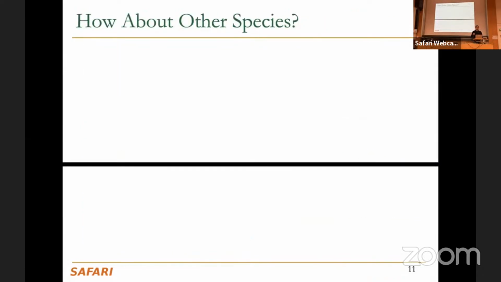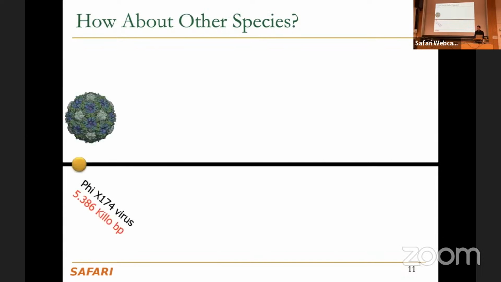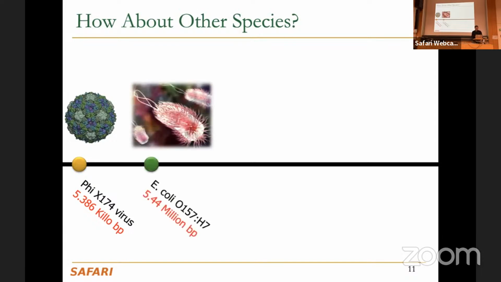So we've been talking about the human reference genome, so let's take a closer look at other species. Here you're seeing an illustration of a viral genome. It usually has around 5,000 bases in its genome. When we move a little bit further, we see a bacteria, specifically an E. coli bacteria, and its genome has around 5 million bases.